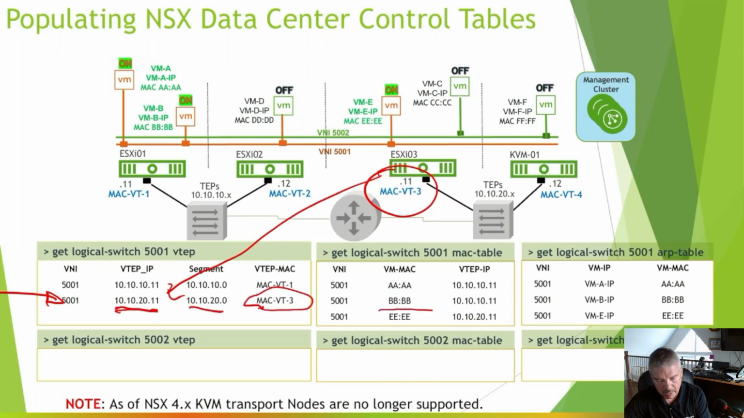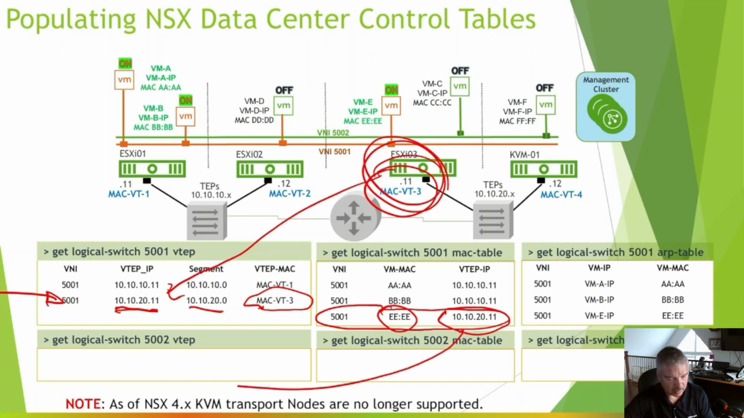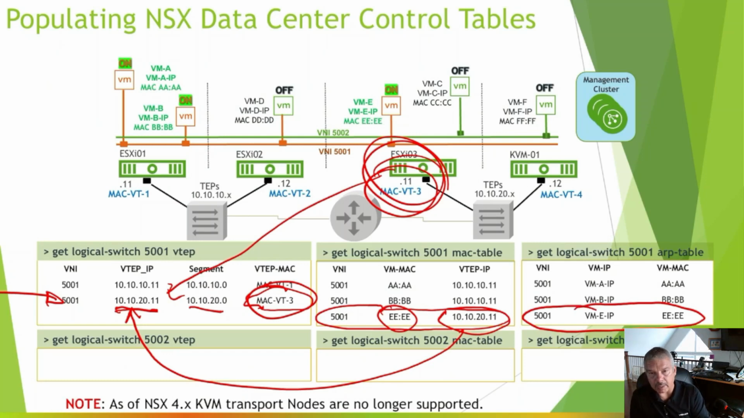When I look at the MAC table, again, it shows me VME is on this TEP, 10.10.20.11, which is this one right here. And if I look at this table, 10.10.20.11, I know the MAC address. So by utilizing both tables, I can figure out where a VM is. And last but not least, again, we have the VM's IP and we have the VM's MAC address.